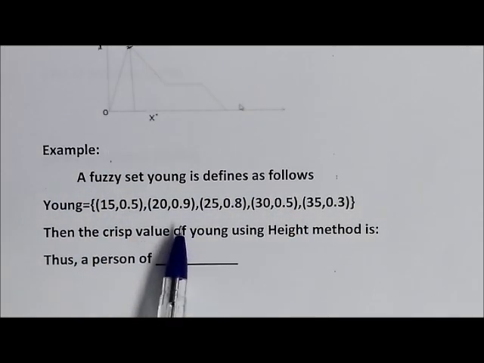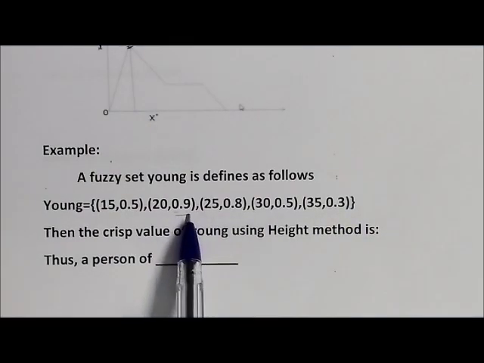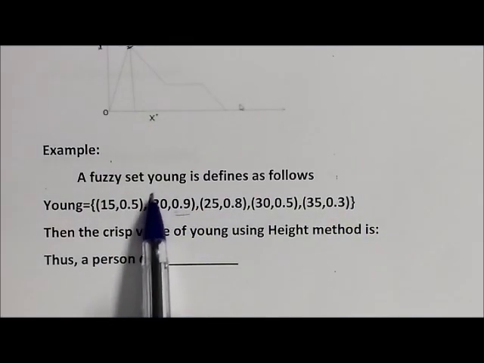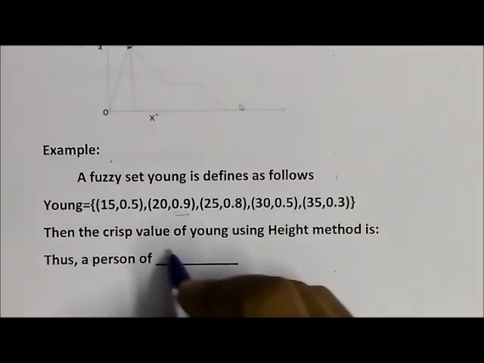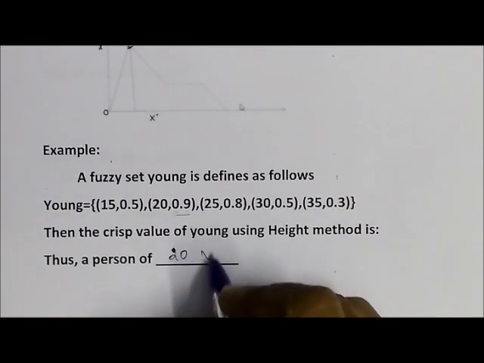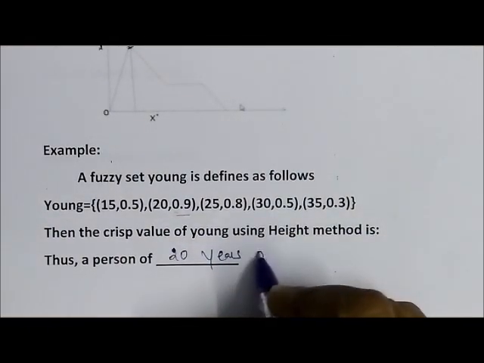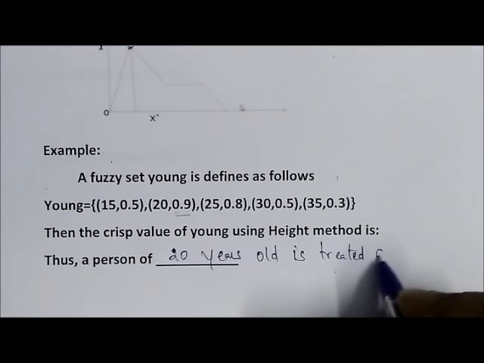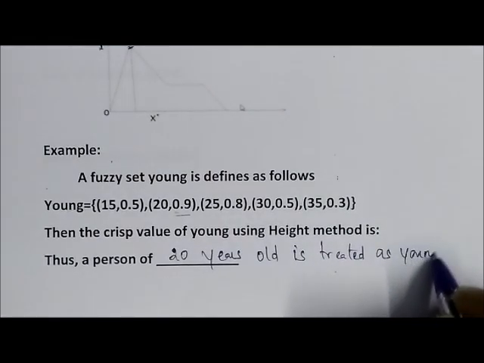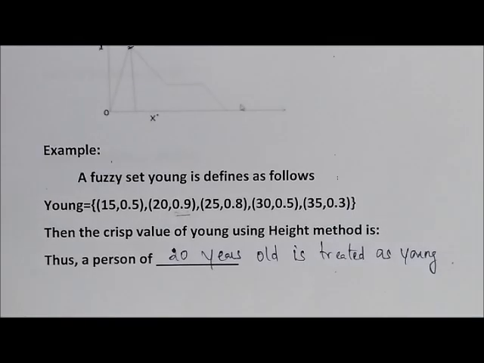So what is the maximum value here? We have the membership value 0.9. If it is 0.9, then what is the value? 20. So the age of that person will be 20. Thus a person of 20 years old is treated as young. So this method is known as the maxima method or the height method.